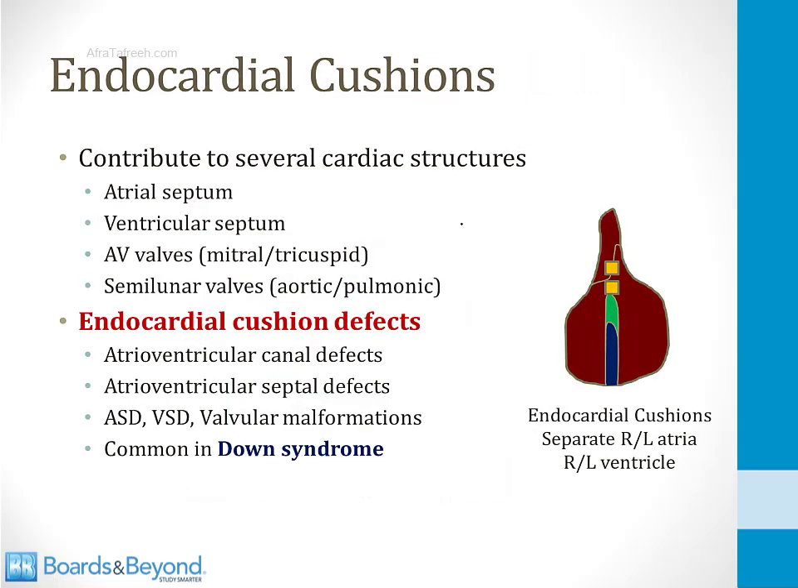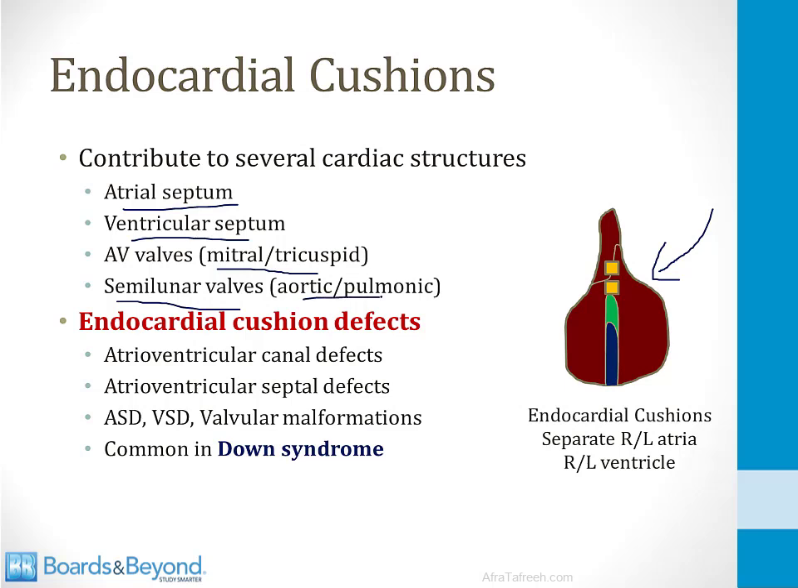I mentioned the endocardial cushions before. Those are these two yellow squares I've shown on my little drawing here. And these are very important structures in the embryo. They contribute to several cardiac structures in the adult. They contribute to development of the atrial septum, the ventricular septum. They also contribute to development of the AV valves, which are the mitral and tricuspid valves, and also the so-called semilunar valves, which are the aortic and pulmonic valves.